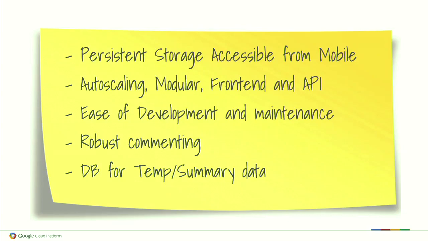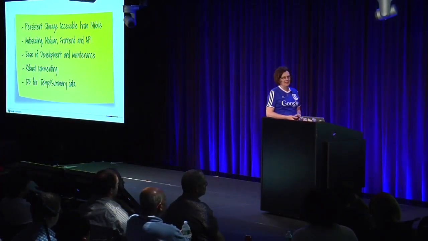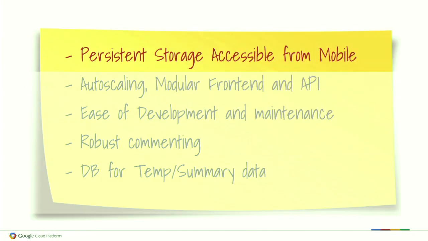We also need a robust commenting system. We'll talk about that more shortly. And we also need a database for temp summary data. And again, the reasons why we need another database for storing temporary data, we'll talk about later. So the first question is, where do we store our walks, these GPS tracks?